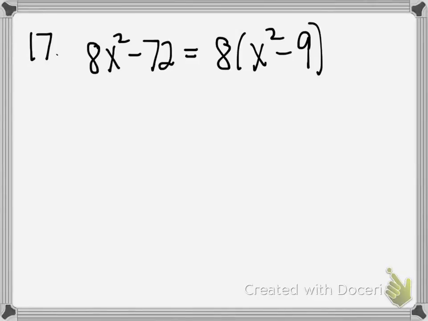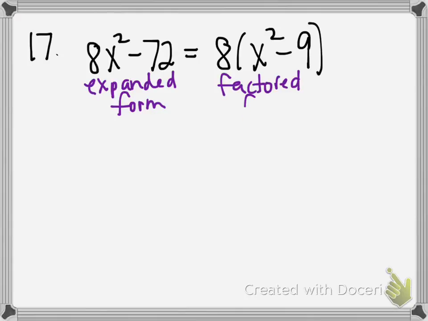All right, number 17, it says, explain in complete sentences, I know you're excited about that, why the following is not factored completely. So let's take a look. So we have our expanded form here, 8x squared minus 72, and then we have the factored form.